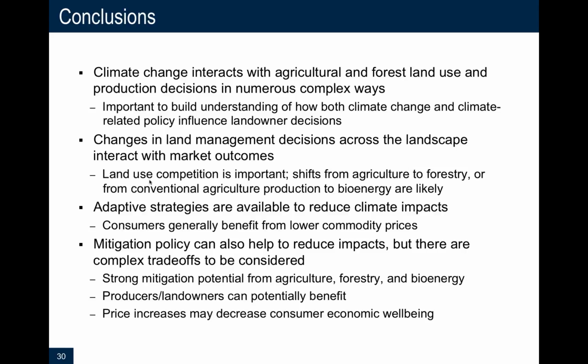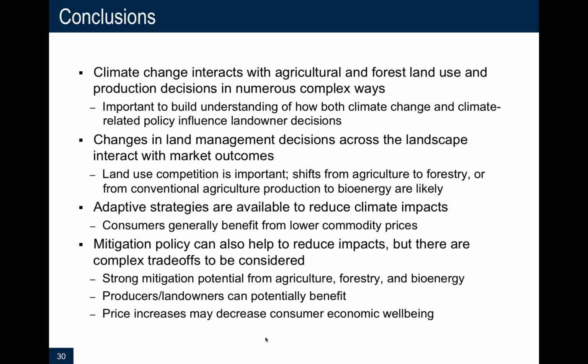Land use competition, again, is very important. Given relative changes in productivity for different crops and different uses of land, and policy incentives that may differ, you would anticipate changes in the relative distribution of land across different uses. And again, there are adaptive strategies that may reduce climate impacts. They tend to reduce commodity prices and provide benefits to consumers. Mitigation policy can help reduce impacts as well, but there are certainly some complex trade-offs potentially with food prices. If landowners are being paid or provided incentives for undertaking certain practices, they may potentially benefit as well. They may face higher energy prices, but through sequestering carbon or other changes in practices, it may potentially provide a new income stream.